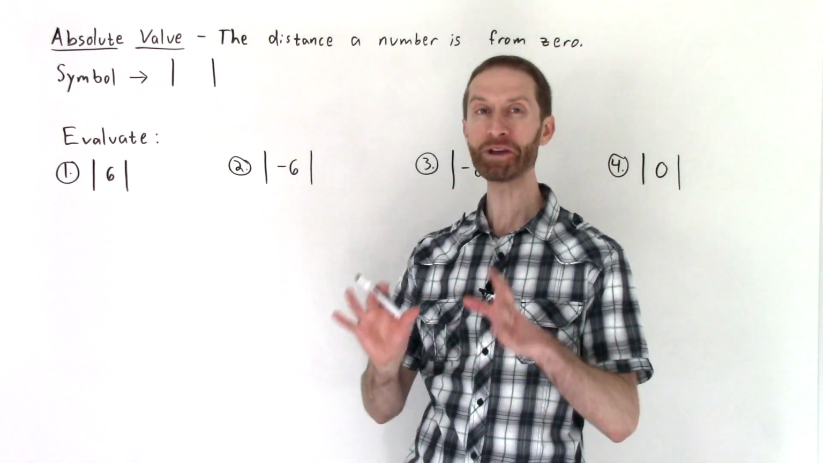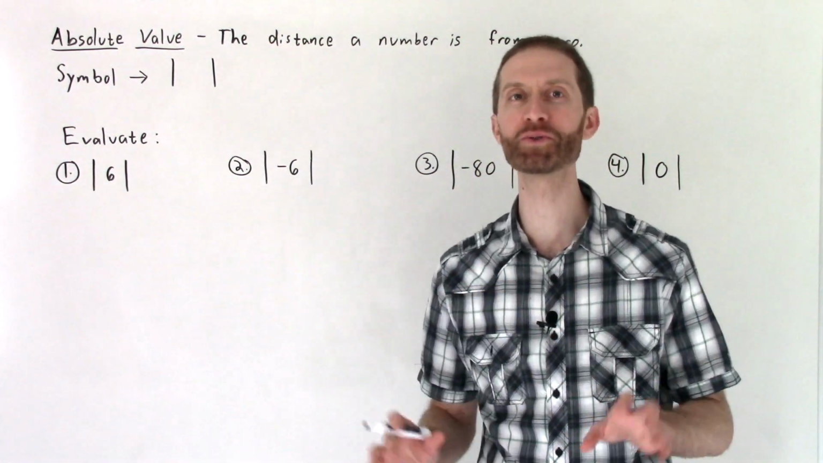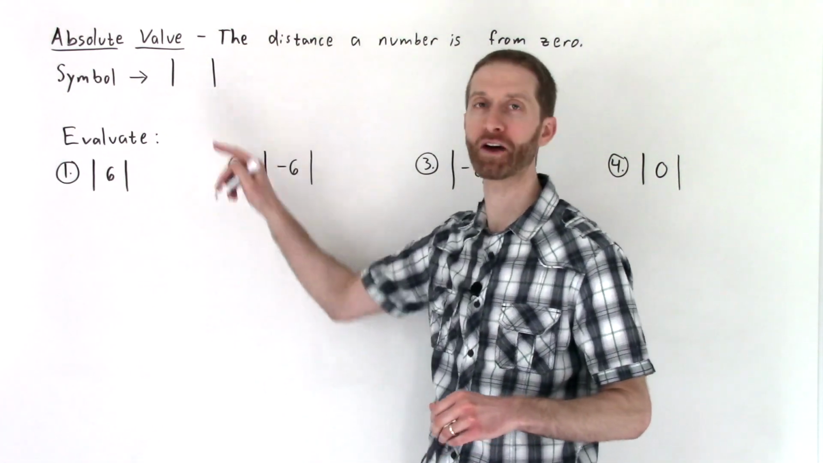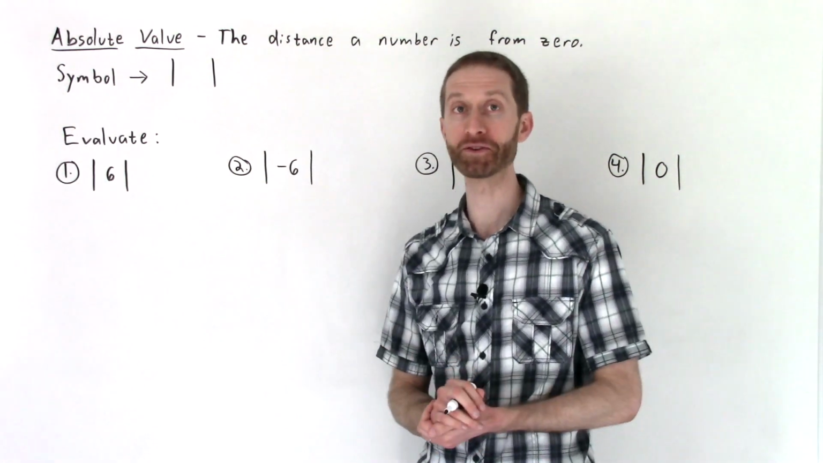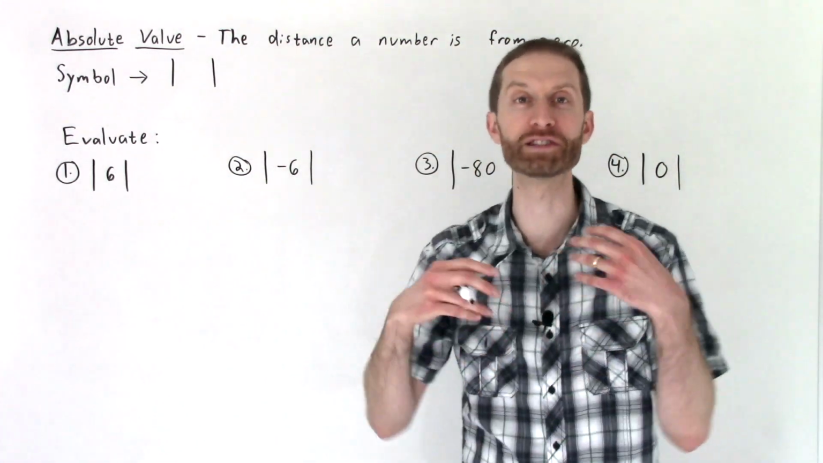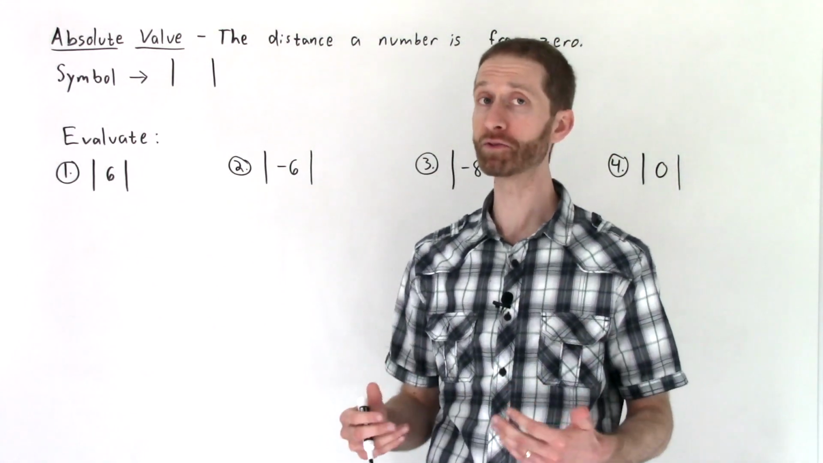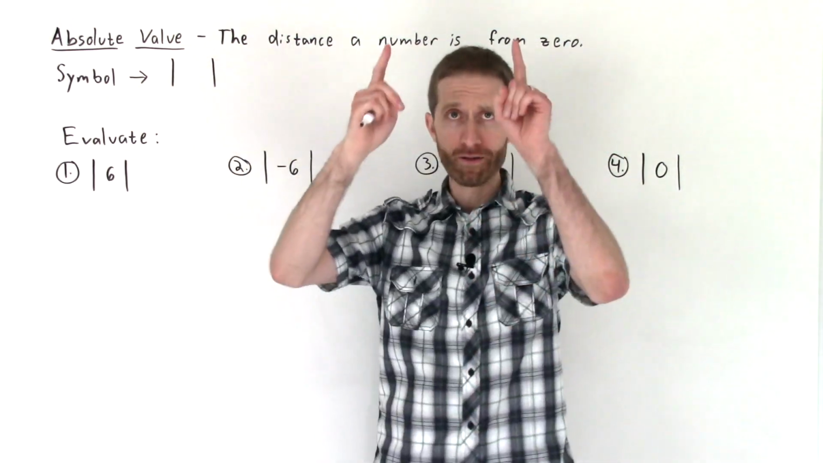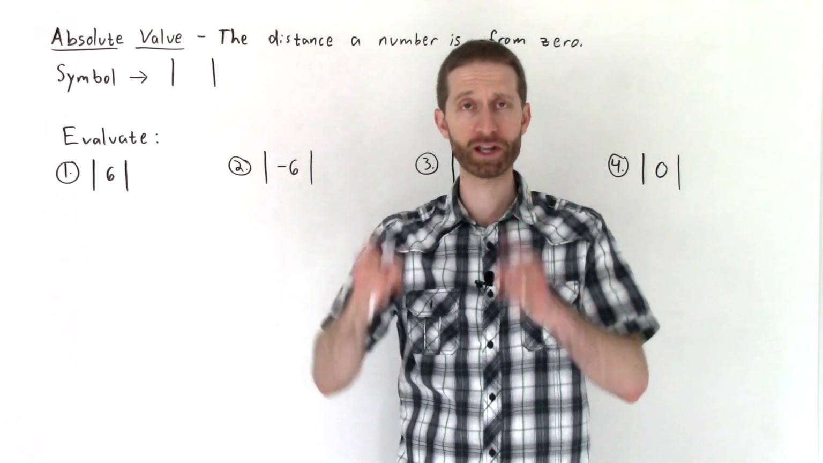And now we are going to be introduced to a very cool idea called absolute value. What is the absolute value of a number? Well, the distance a number is from 0 is the absolute value of a number. And the symbol that we use for that are these two vertical lines. They almost look like lowercase l's.